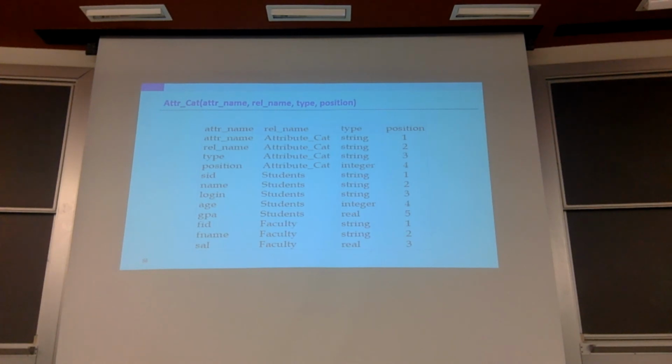So suppose you have a bunch of schemas for different tables. You need to have somewhere to record what the columns in those tables are and what the type of each is. So basically you put everything into this one table. You can have an attribute name, what relation it's in, what the type of the field is, and what the position of that is. Is it the first field or the second, right?